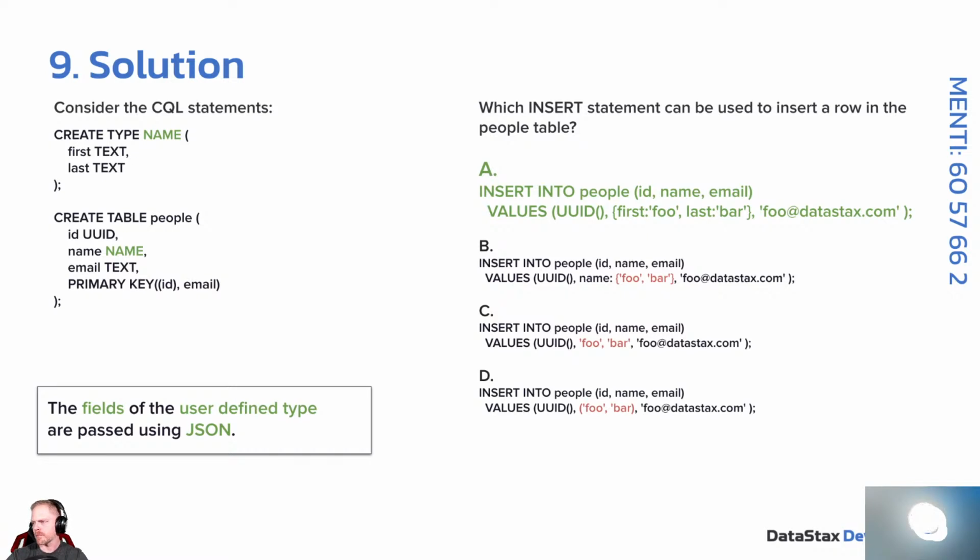Which insert? Well, this really comes down to a question of, do you know the syntax for inserting to an embedded user-defined type? And the answer here is simple. The syntax is JSON. So A is the correct answer.